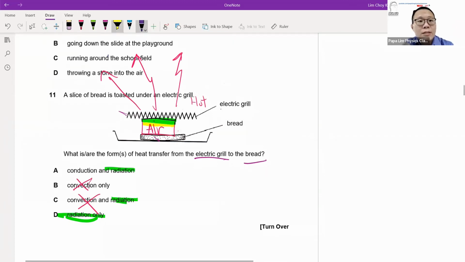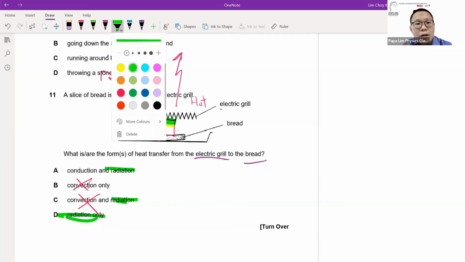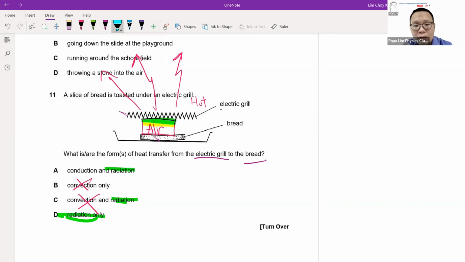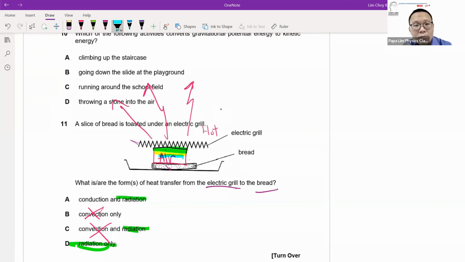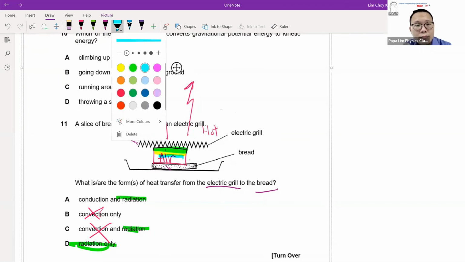So what we are looking at is conduction taking place, from the bottom of the grill to the top of the bread. The heat is actually being conducted down to the bread itself.